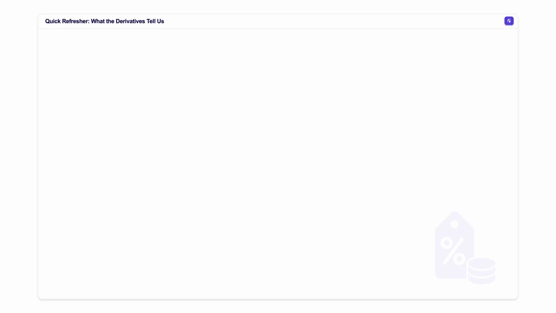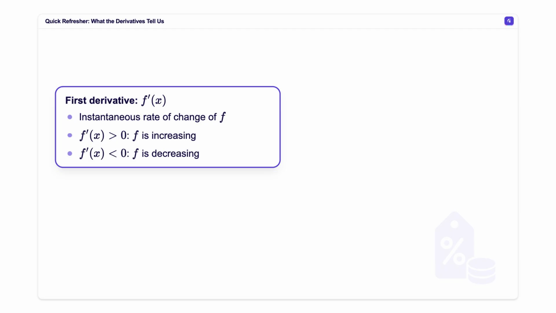Before we connect the graphs, let's lock in the vocabulary. The first derivative and second derivative each answer a different question about how a function is changing. The first derivative, read as f prime of x, gives the instantaneous rate of change of f. That means it tells you the slope of the function at a single x value. The sign of f prime of x tells direction. If f prime is positive, f is increasing. If f prime is negative, f is decreasing.